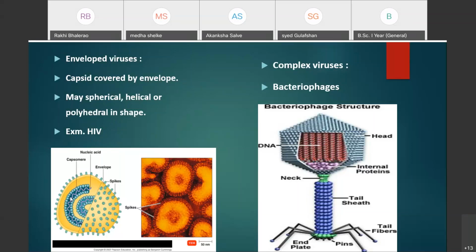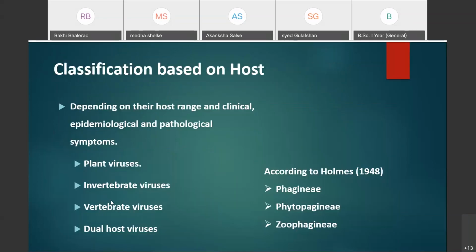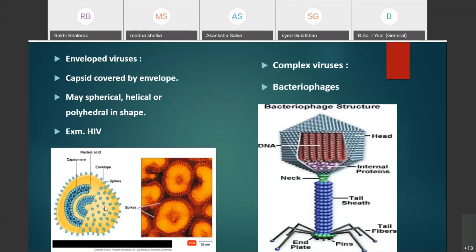Here is the photograph of an enveloped virus. You can see the genetic material, which is well protected by the capsid. These small units of the capsid are referred to as capsomeres, and here the envelope is present. The protein coat is covered by the envelope. These are the enveloped viruses, and an example is HIV.